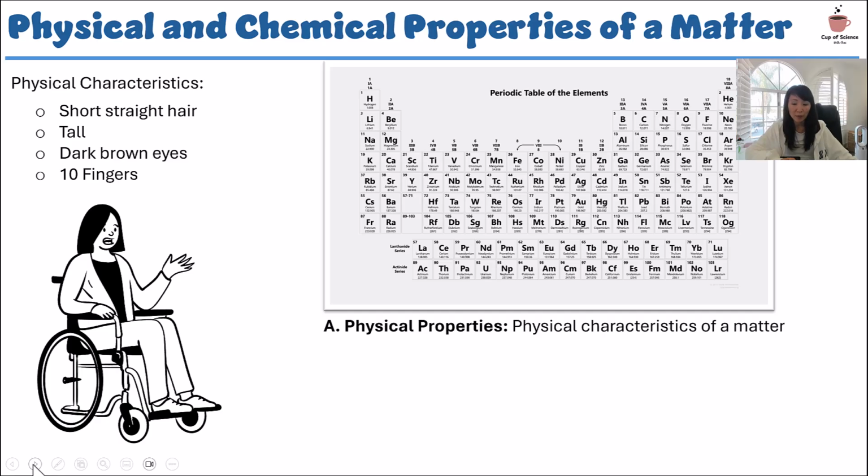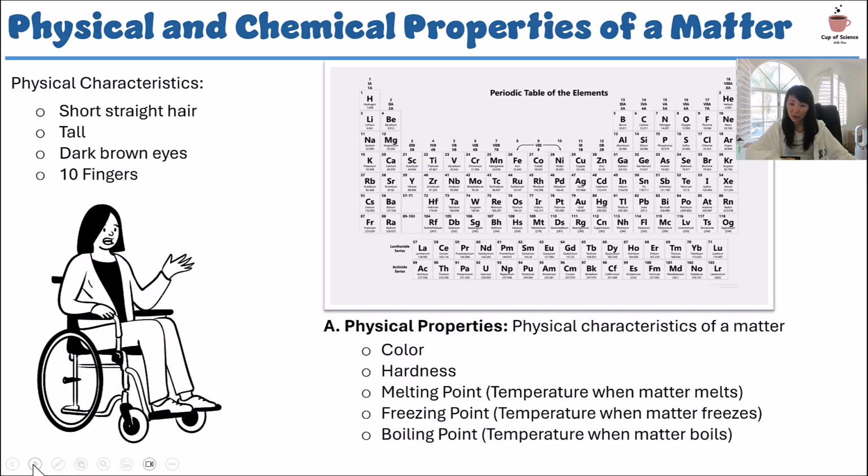Now, for matter, like all of the elements in the periodic table, they have their own physical characteristics, also known as physical properties. These don't have dark brown eyes, or they're not tall or have short hair, but rather they have these characteristics: the color, the hardness, the melting point, the temperature when that substance melts, freezing point, the temperature when it freezes, or boiling point. These are all potential examples of physical properties of all of the elements shown here.